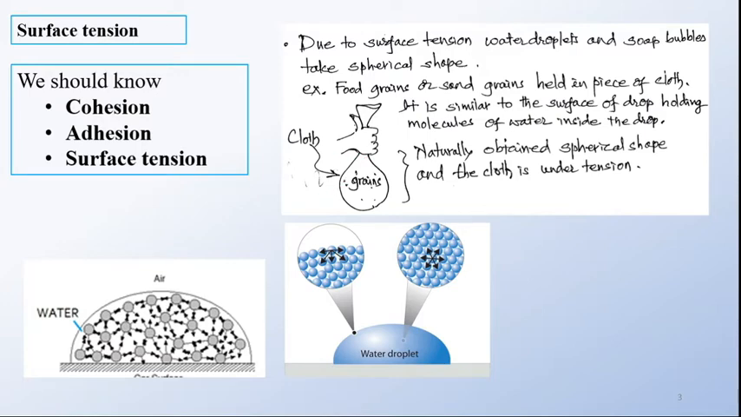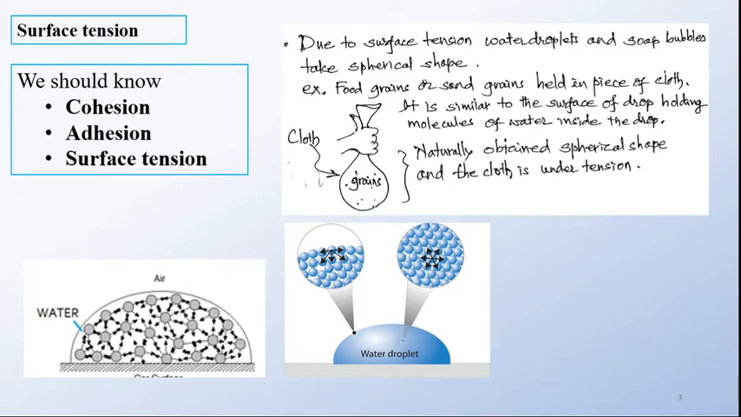Here I have drawn a sketch wherein some sand grains or food grains are put on a cloth, and then this is made into a shape like this. Ends of the cloth are joined together and all those grains are held together. So the naturally obtained shape is something like a sphere, and the cloth is under tension and all the grains are held together inside. The surface which is holding the grains together is under tension.